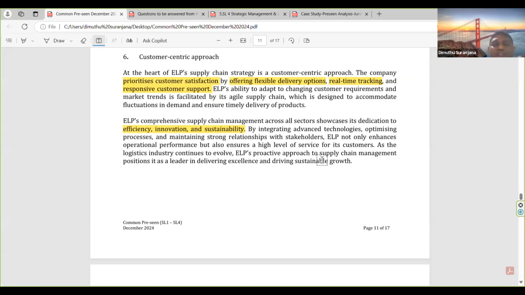ELP's ability to adapt to changing customer requirements and market trends is facilitated by its agile supply chain, which is designed to accommodate fluctuating demand and ensure timely delivery of products. ELP's comprehensive supply chain management across all sectors showcases dedication to efficiency, innovation, and sustainability. By integrating advanced technologies, optimizing processes, and maintaining strong relations with stakeholders, ELP not only enhances operational performance but also ensures a high level of service for its customers. As the logistics industry continues to evolve, ELP's proactive approach to supply chain management positions it as a leader in delivering excellence and driving sustainable growth.